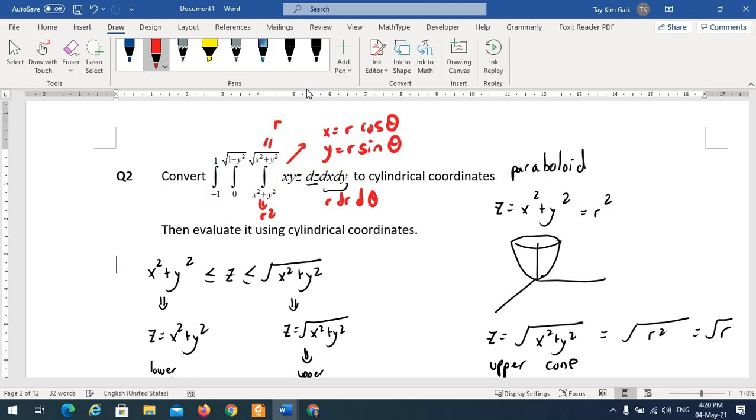So from the limit of z, we have converted to terms of r already. Now we need the limit of r and the limit of theta. The limits for x and y will tell you what is the limit of r and the limit of theta. From the limit of x, this one is actually x equals 0, up to x equals square root of 1 minus y squared.